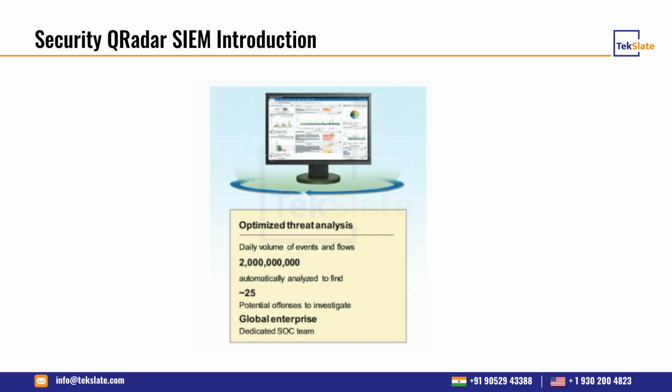Next is the daily volume of events and flows, like we have up to 2 billion events and flows on a daily basis. If you're talking about a merchant available in India, we call it Paytm. In Paytm there are a minimum of 60 lakh transactions in a single day. So those 60 lakh transactions are 60 lakh events made on a single device.